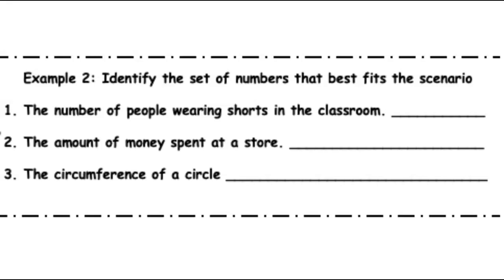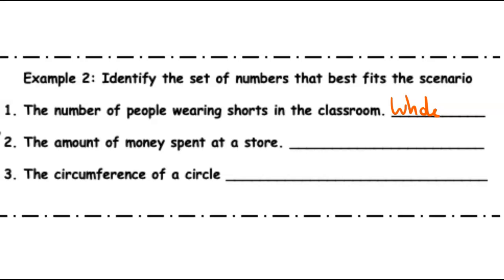Number 1, the number of people wearing shorts in a classroom. Well, there could be 1 person, 2 people, 3 people, but it's not going to be a negative, or a fraction of a person. It's not going to be an irrational number. The square root of 7 people can't be wearing shorts. It's going to be 1, 2, 3, and those are our whole numbers. So that would be the best set. It actually would fit integers, rational, and real, but they're not the best. They're not the most broken down version of that number.